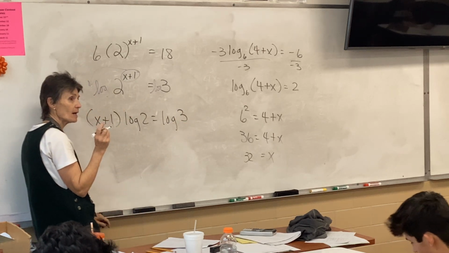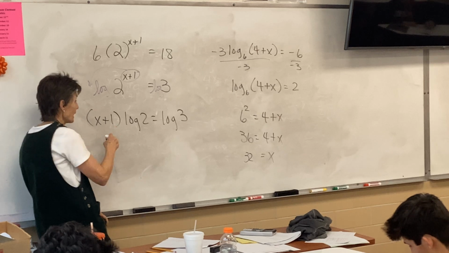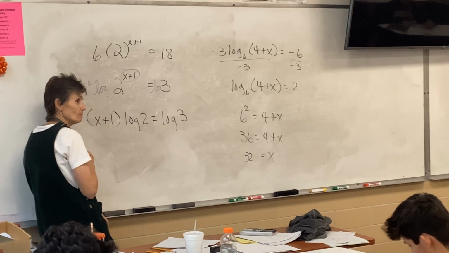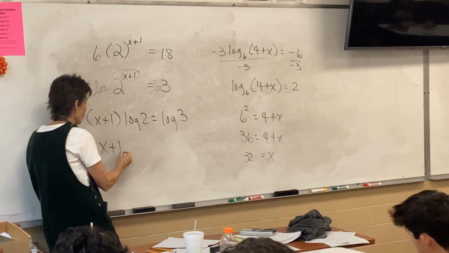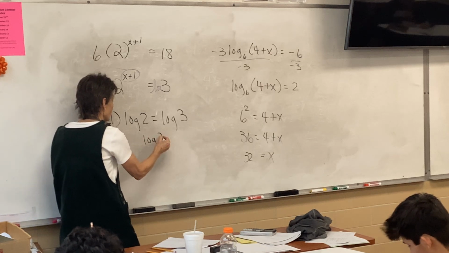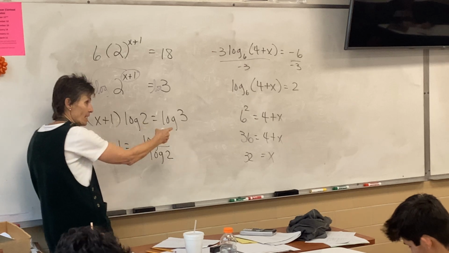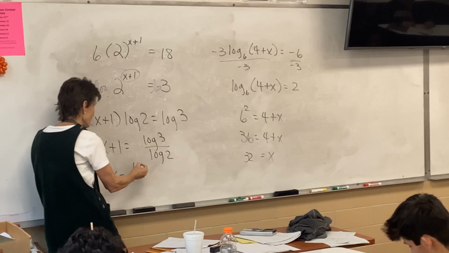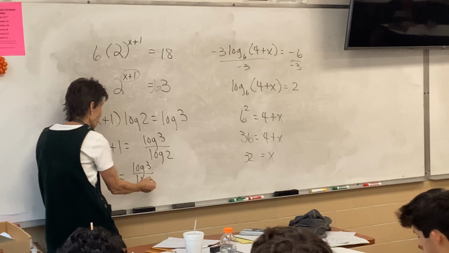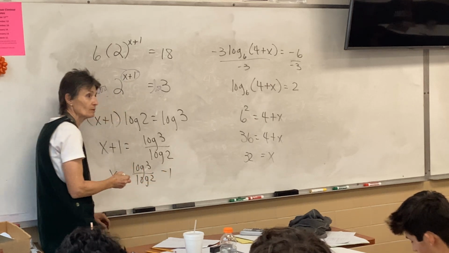Now wait, don't go to the calculator yet. Can I divide both sides by log 2? Yeah. So x + 1 will equal log 3 over log 2. We'll do that first, and then I'll subtract that 1. And this is what I'm ultimately going to type into my calculator.